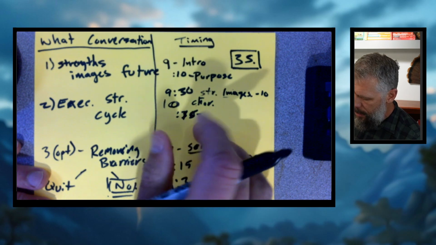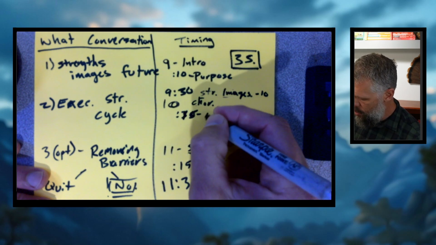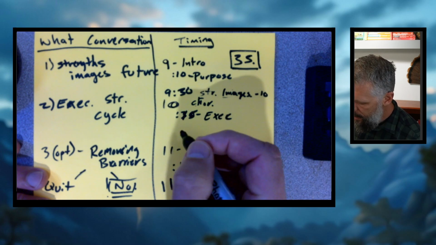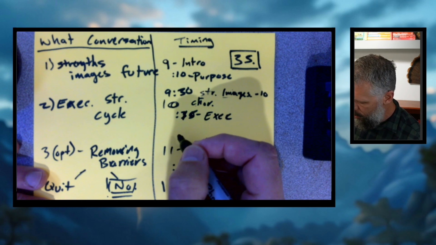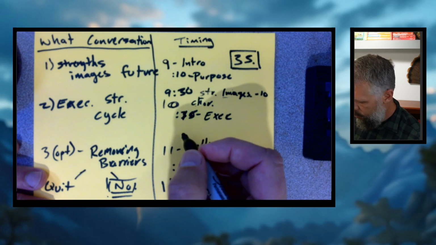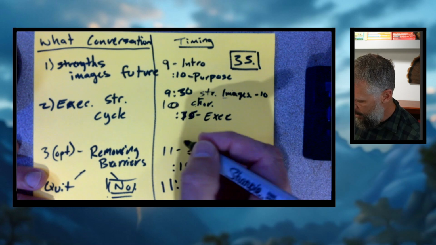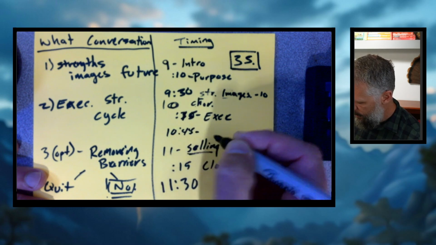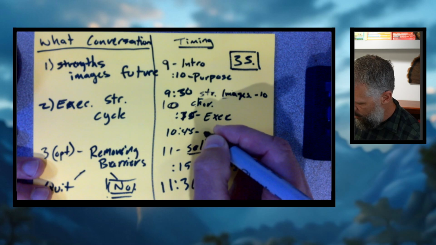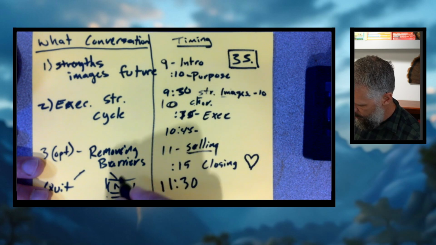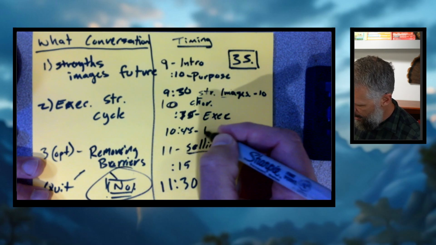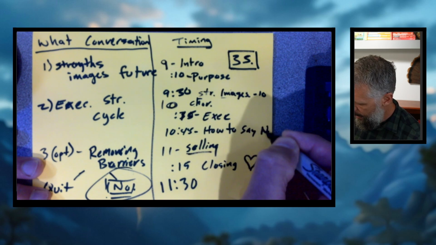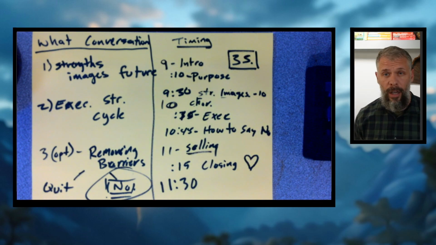At 10:15, then we're going to switch to the execution strategy cycle. I think that all told, we're going to want to be in this activity for 30 minutes. So we'll do until 10:45. Then, with only 15 minutes, we're probably going to talk about how to say no. Okay, how to say no. And that'll be a pretty good broad agenda.